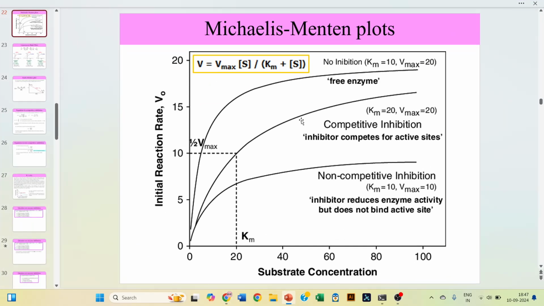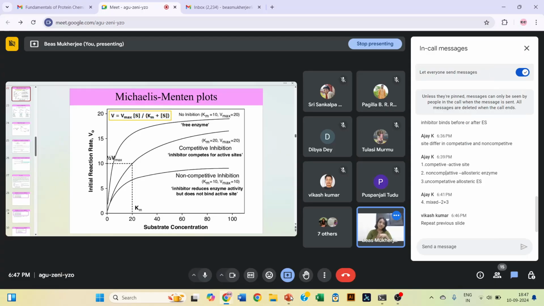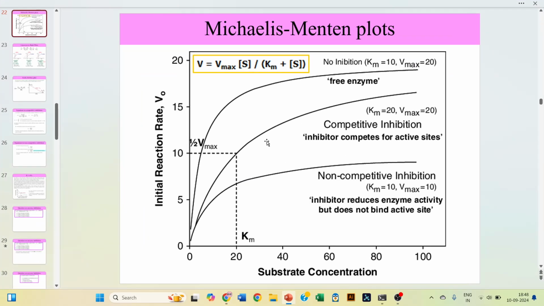So we'll go back to this plot. Now in competitive inhibition, you know that the competitive inhibitor is competing with the substrate to bind to the enzyme's active site. Because of that, it is shifting the Km towards the right. It is decreasing the affinity of the enzyme for its substrate.